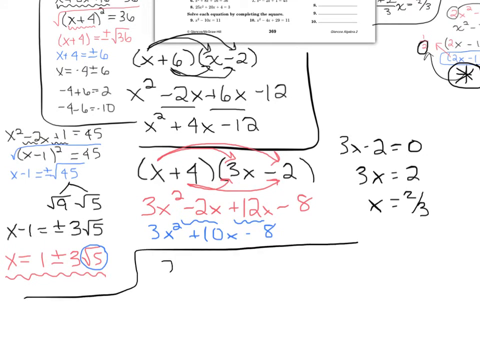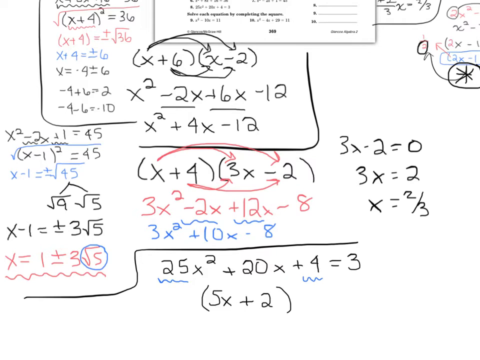So we got 25x squared plus 20x plus 4 is equal to 3. Okay. Once again, I'm checking to see if it is a perfect square trinomial, and the good guiding light is 25 and 4 are both perfect squares. So this is going to factor into 5x, and then I'm trying to figure out what number here will help me fill this in, and it's actually going to be positive 2, and I'll show you why.